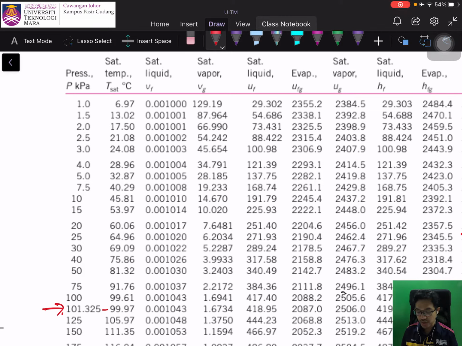Okay, so theoretically you can get this value, which is basically, this table is developed from a correlation equation. But if you want to get the real value, you need to run the experiment and get the corresponding or exact value, right?